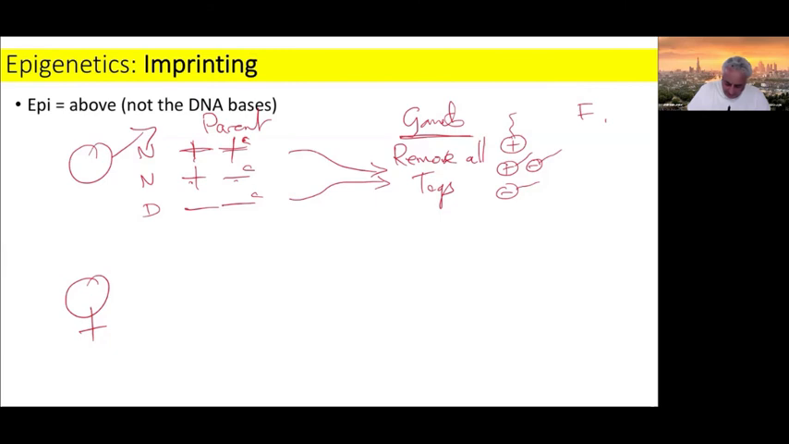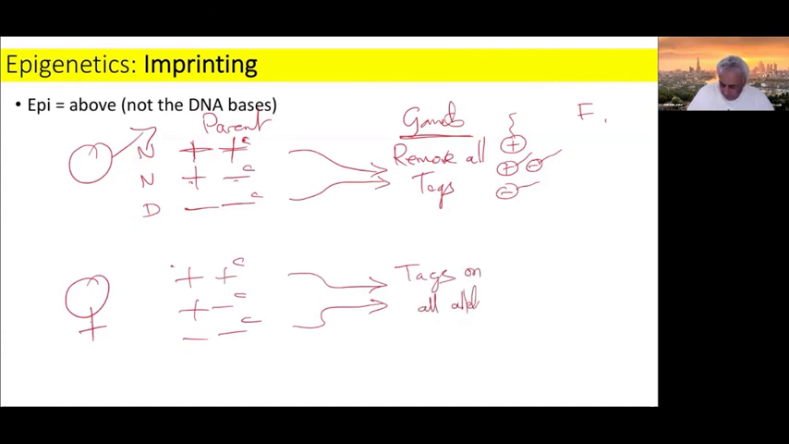In the case of the mother, we again have the same situation. So maybe this chromosome came in from the father, and this one was compact, came in from its mother, right? So in this case, what happens in spermatogenesis, what happens in oogenesis, right, is that tags are put on. So all alleles are tagged. Therefore, none of them will be active. Doesn't matter what its genotype is, right?